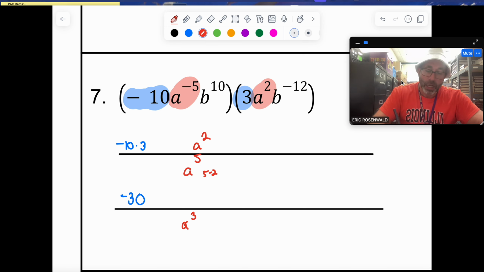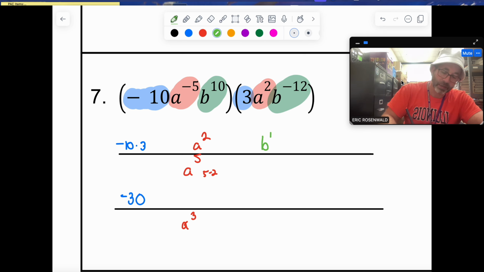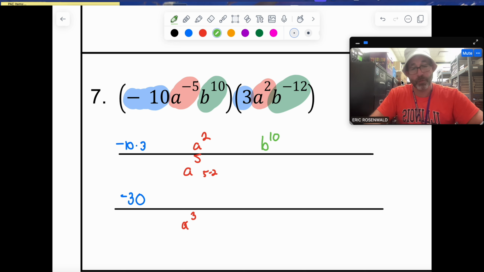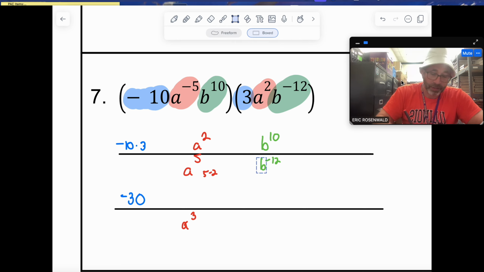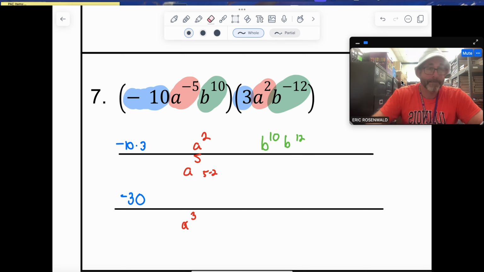Okay. Let's look at our b's. We have b to the 10 and b to the negative 12. For the b to the 10, it's a positive exponent, so it won't move. And for the b to the negative 12, that's a negative exponent. It's not happy, so that's going to move, and when it moves, it's going to become a positive.